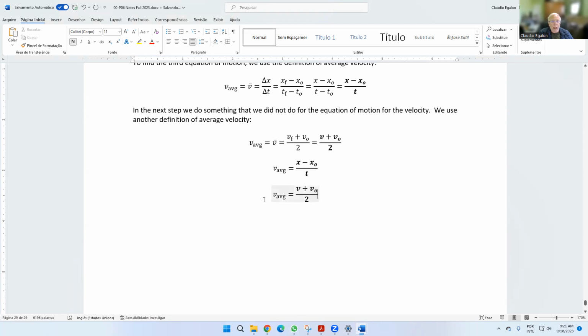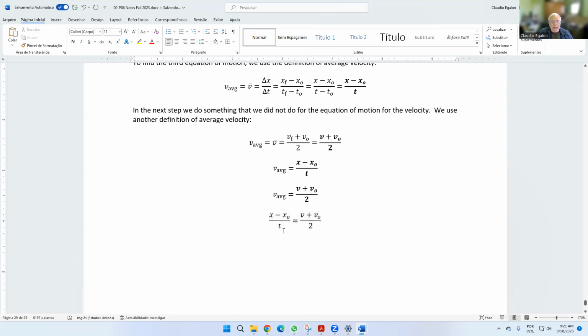We go ahead and copy this other definition of average velocity, and I'm going to plug it here. And I can now remove the boldface.